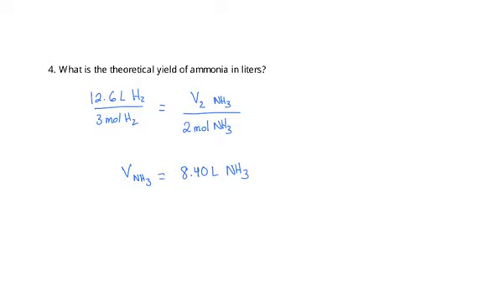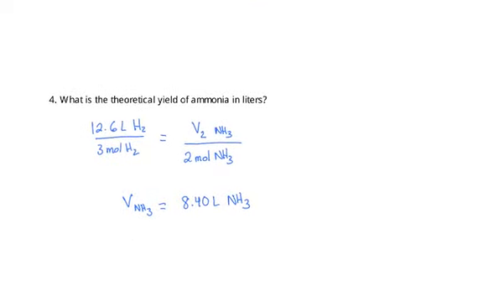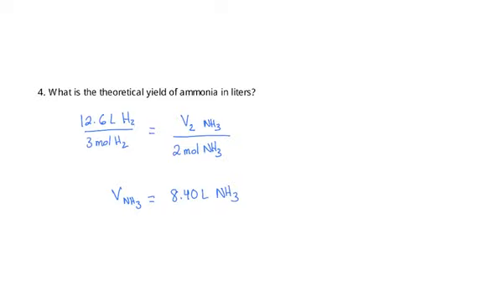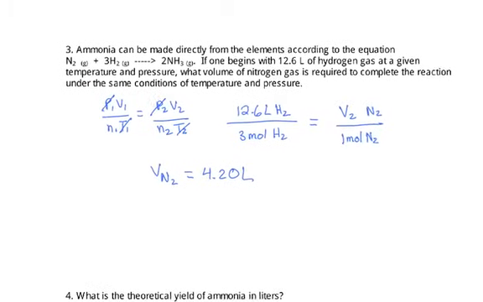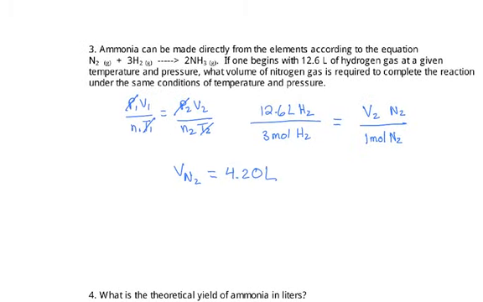So basically 3 and 4, we're asking for pretty much the same thing. They're just worded differently. Here it said, what is the theoretical yield of ammonia in liters for the reaction as written? For the reaction as written, we have the moles for ammonia compared to the moles for hydrogen. Here, it just asked about the volume of nitrogen, which is basically the same thing, and you're using the molar ratio again.